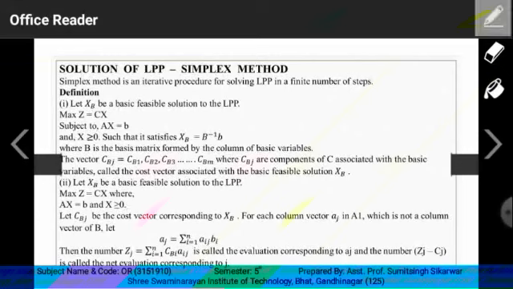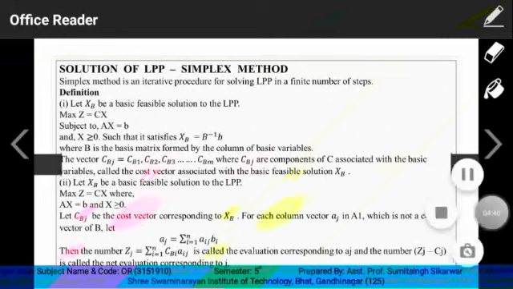Now let CB be the cost vector corresponding to XB. Now for each column vector Aj in the A matrix which is not a column vector of B, we'll have Aj in such a way that the summation of all Aj, from i equal to 1 to m, is the product of Aij into Bi.